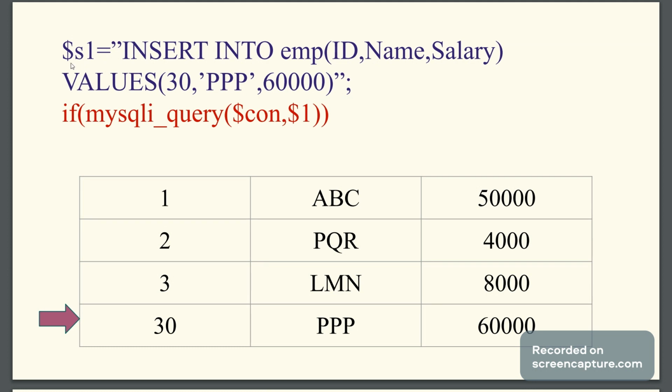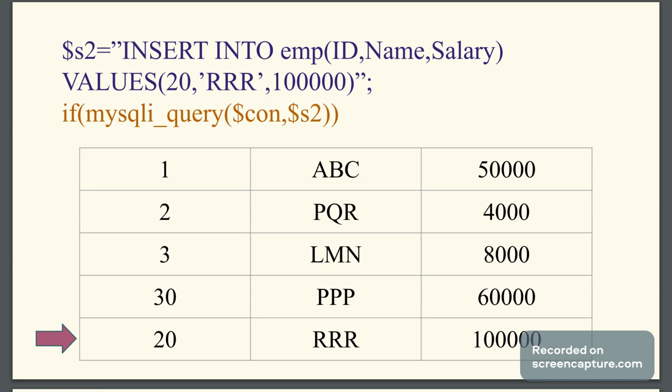Once the query is built, we have to run the query by using mysqli underscore query and pass the object of connection and the name of the query variable. This method will return true if the query is executed successfully. If I run this query and if it returns true, it means the record gets inserted at the next position in a EMP table. Now, if I want to insert one more record, so what we will do?